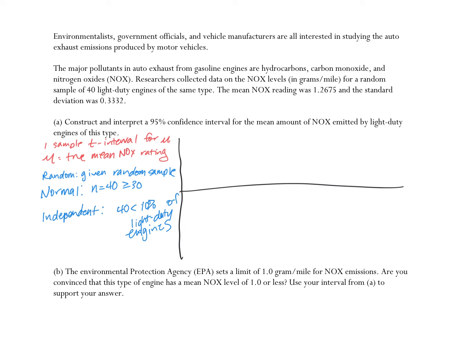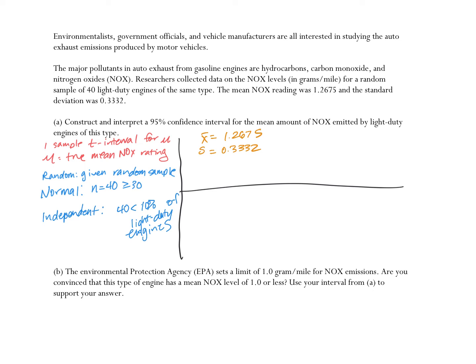Notice that your calculator is starting to ask you things. What's the first thing it asks you for? X bar. If you need to tell it to the calculator, you need to write it down. In this case, X bar is 1.2675. You guys with me? And then the next thing it asks you for is S, yes? S is 0.3332.